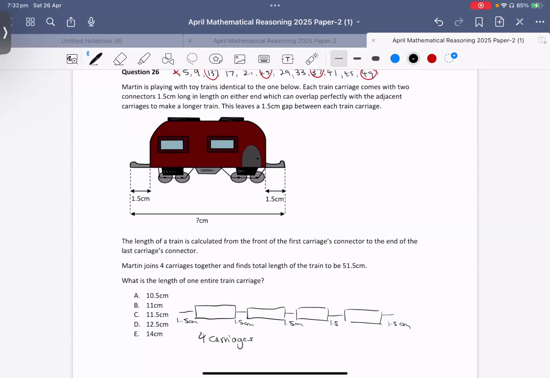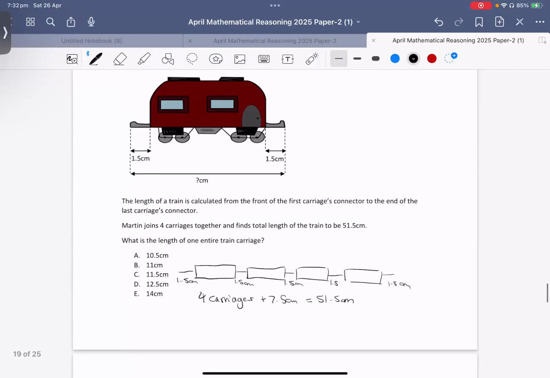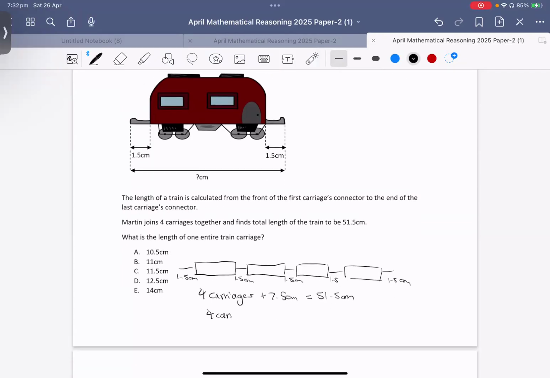Okay, and from this, right, we know that all of this together, aka 4 carriages plus, there are 5 1.5s here, right? So that would be 7.5 centimeters, gives us 51.5 altogether. So 4 carriages here would be 51.5 minus 7.5, and that gives us 44 centimeters. So that means that one carriage, aka just this part here, would be 11 centimeters.